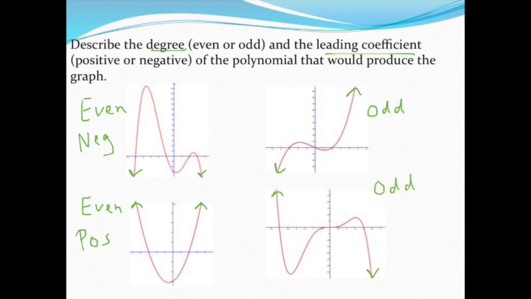Think odd and opposite. To figure out whether you have a positive or negative leading coefficient, check whether it's going low to high or high to low. Our top example starts low and ends pointing up, ends high, so that's going to give us a positive leading coefficient. Our graph below that is just the reverse. It starts high and ends low, meaning it's going to be an odd degree with a negative leading coefficient.